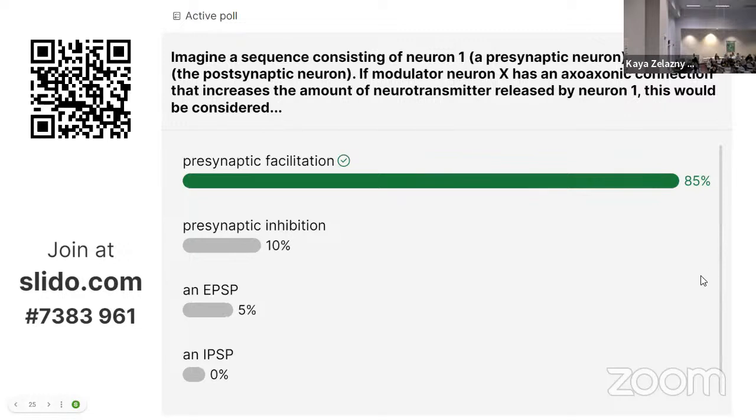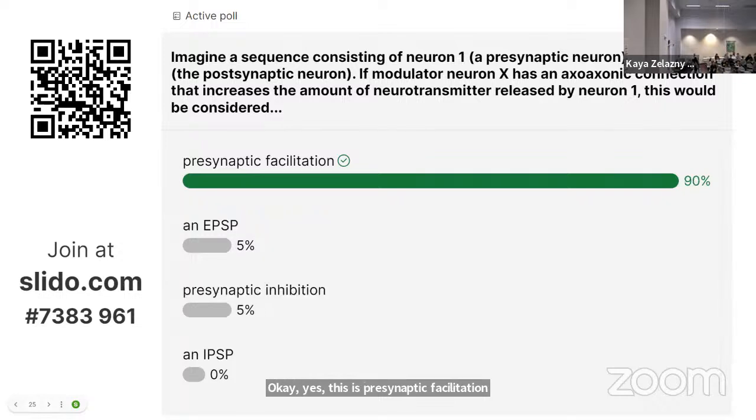Okay, yes, this is presynaptic facilitation. So when we have more neurotransmitter released by that presynaptic neuron, we made it easier for it to release neurotransmitter. That's facilitation, presynaptic facilitation. So we wouldn't need to know whether that neurotransmitter is depolarizing, hyperpolarizing, whatever, right? We're not thinking about the postsynaptic cell, just that presynaptic cell and how much neurotransmitter it releases.